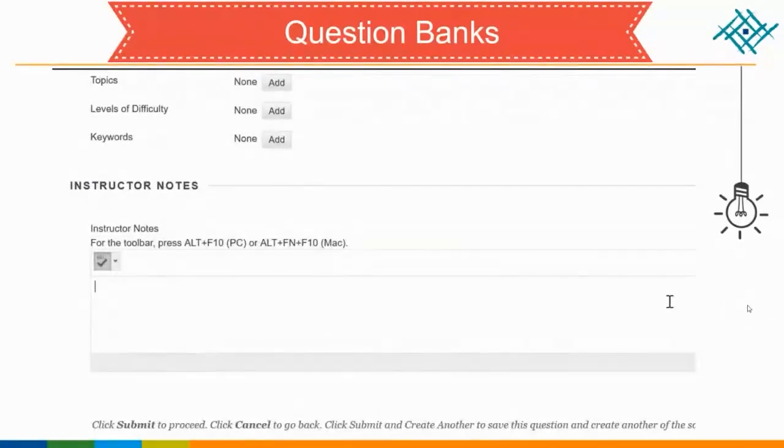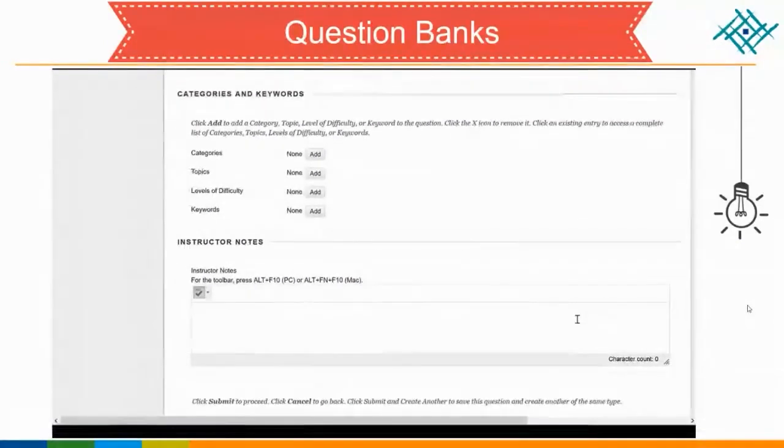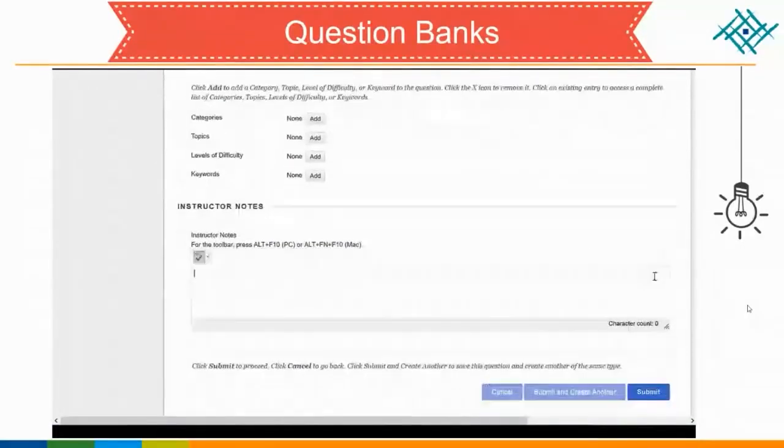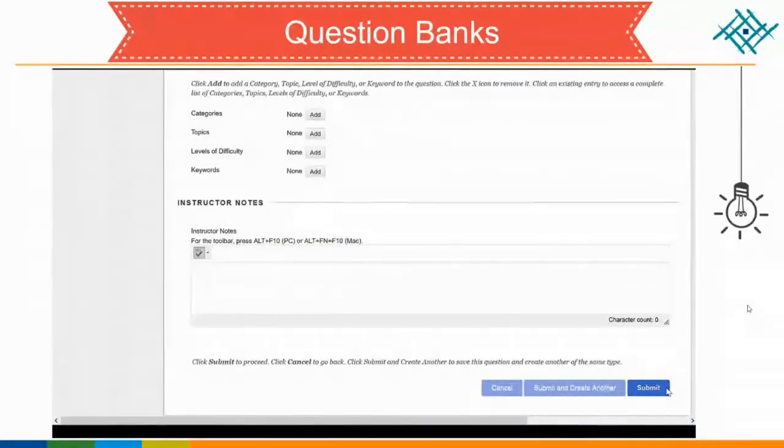The last space is for instructor notes. That can be helpful if you are sharing your test with other folks and you want to provide some background information on the question. When you're done, you can either click submit and create another question of this type, or just click submit and add this question and then perhaps add a question of another type.